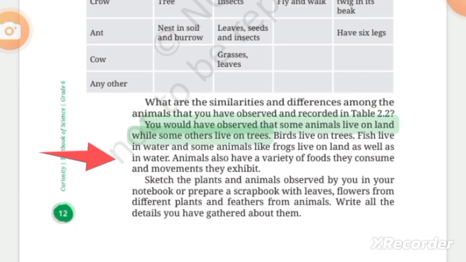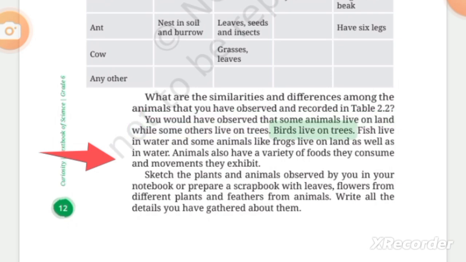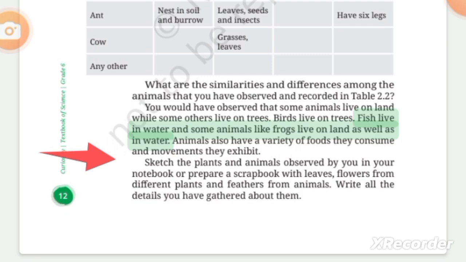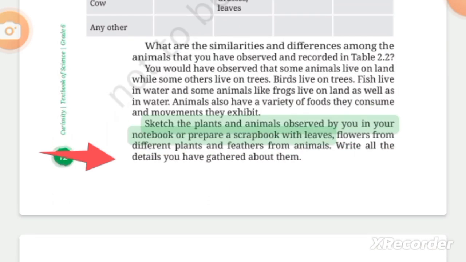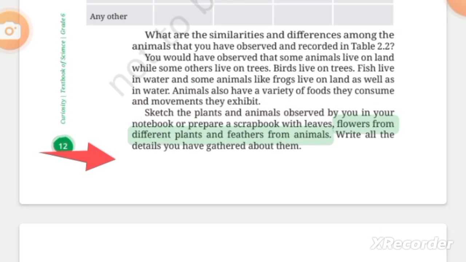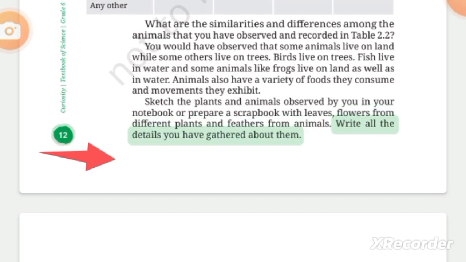You would have observed that some animals live on land while some others live on trees. Birds live on trees. Fish live in water and some animals like frogs live on land as well as in water. Animals also have a variety of foods they consume and movements they exhibit. Sketch the plants and animals observed by you in your notebook or prepare a scrapbook with leaves, flowers from different plants and feathers from animals. Write all the details you have gathered about them.